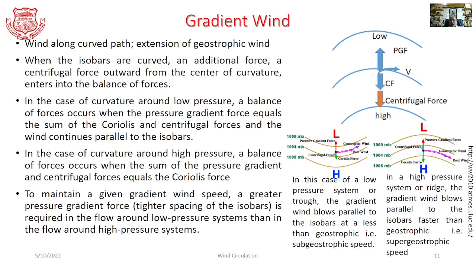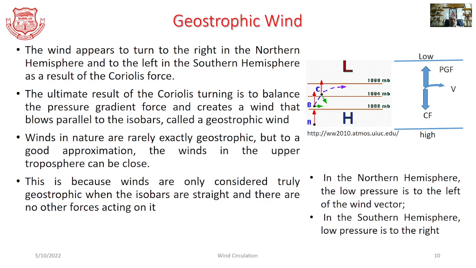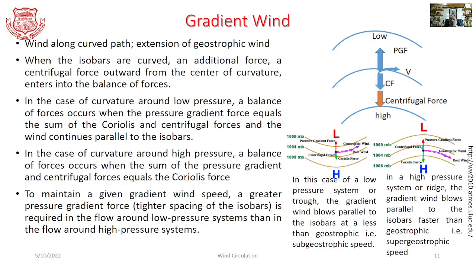As we extend the concept of this geostrophic wind, in reality, the isobars can be considered to be curvilinear. So as that wind is moving along the curved path, we have to take into account the effect of the centrifugal force, which is causing the deflection outward from the center of the curvature.